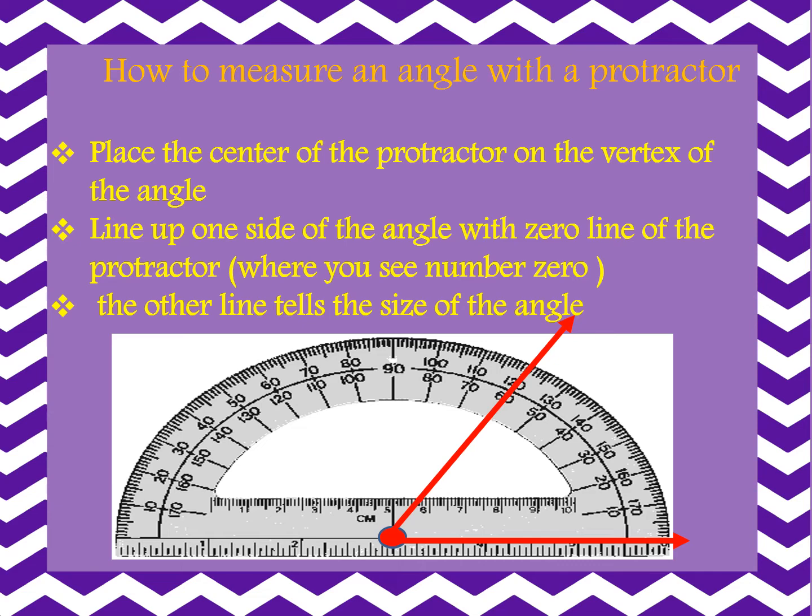So again, guys, how do we measure the angle using the protractor? Follow these steps. Firstly, place the center of the protractor on the vertex. Then line up one side with the zero line. After that, the other line must stand at a number, and that number tells me the size of the angle, like the one shown here, which measures exactly 60 degrees.